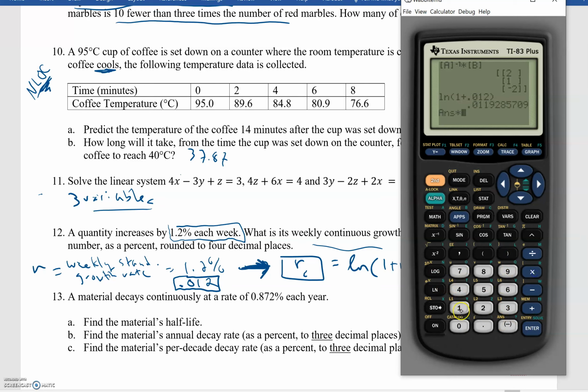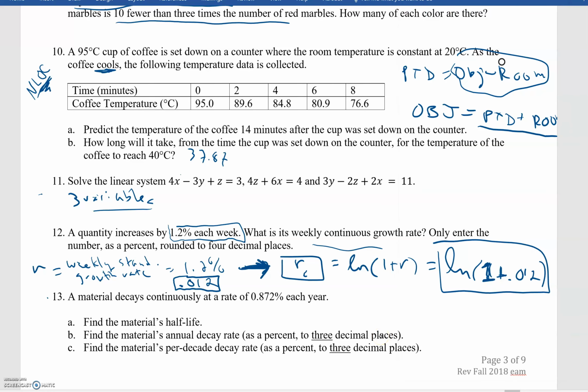And let's multiply that by 100 to get it in percent form. And there you go. There is our continuous weekly growth rate. To 4 decimal places, that would be 1.1929. Very good. All right, number 13.